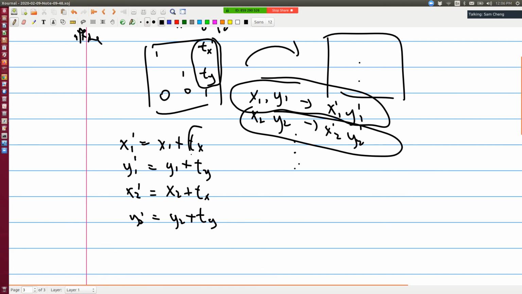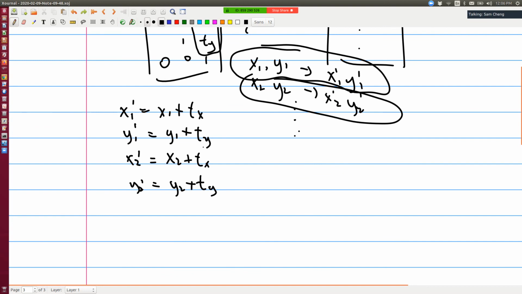Then again, these are the unknowns, so we can just put them together. I can rewrite this with tx, ty. Let's see, how do I do that? The first equation is basically like, I have x1', and the coefficient of tx is just equal to 1, right? I need to put a... let's see, yeah, that's fine.